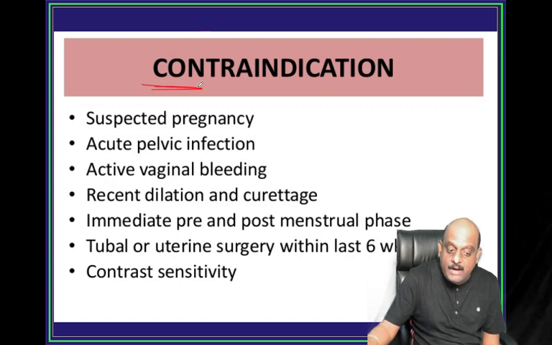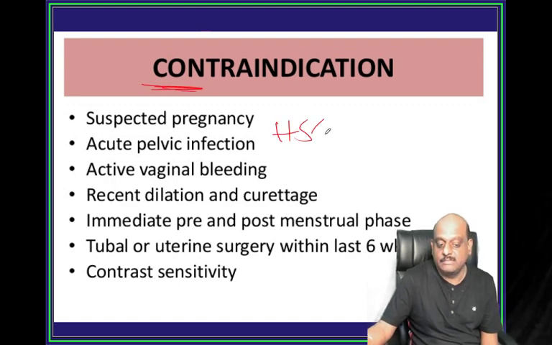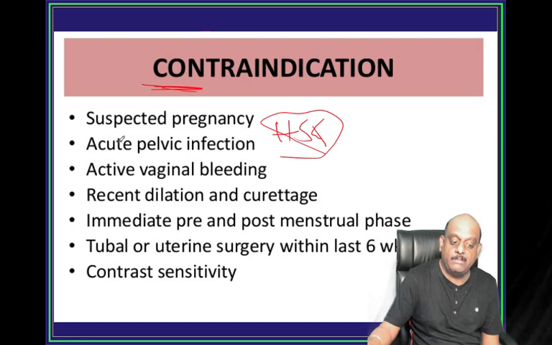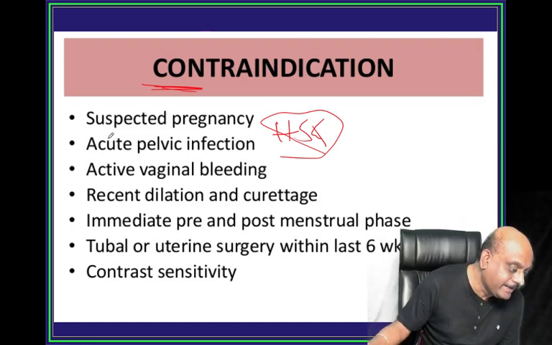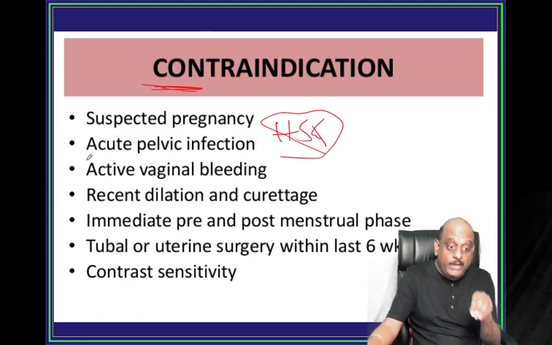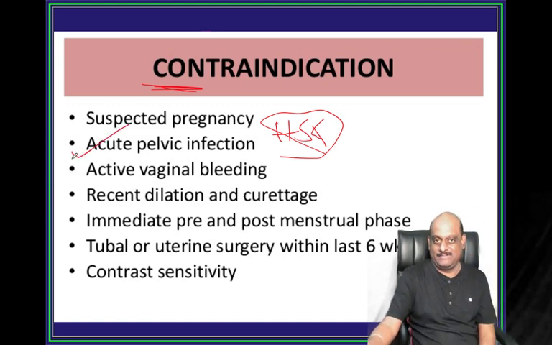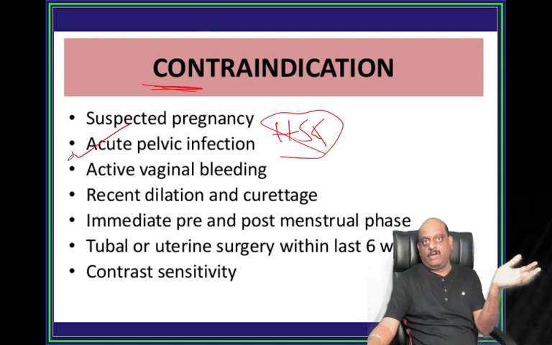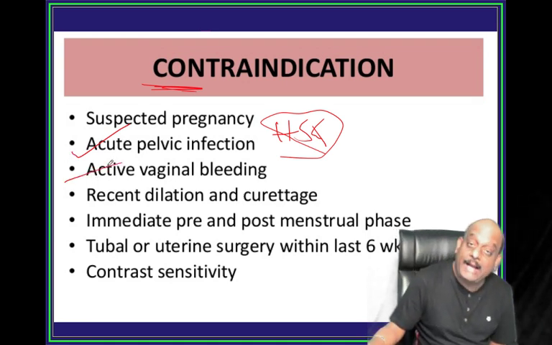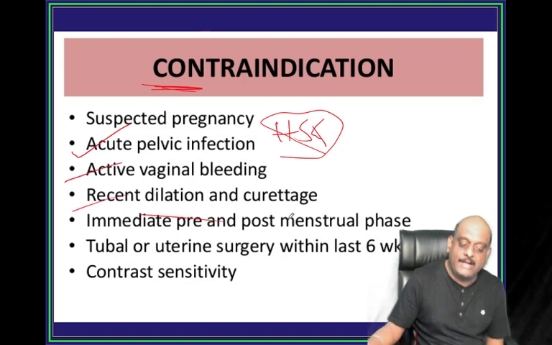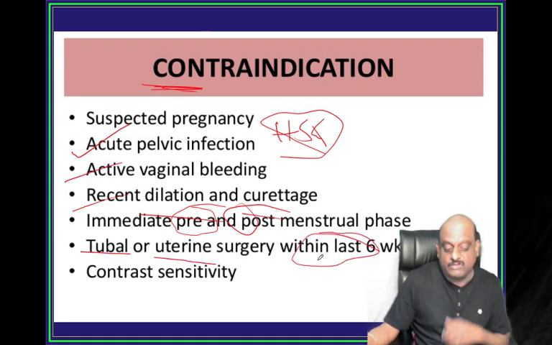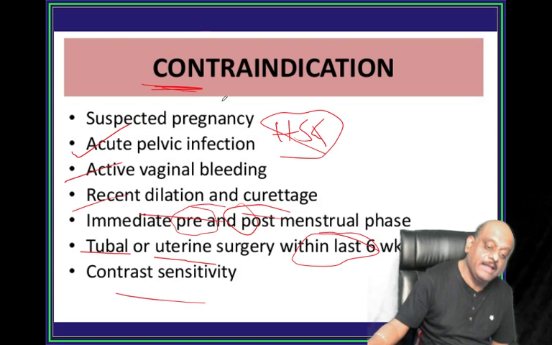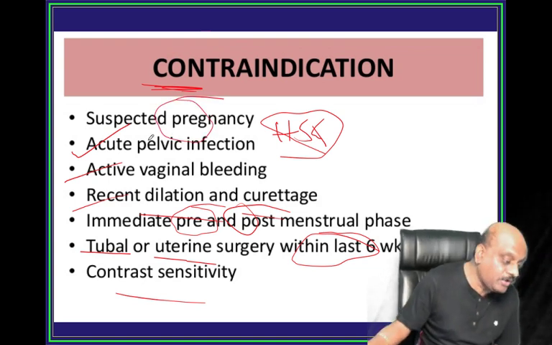Now, what are the contraindications of HSG? Any acute pelvic infection. Anusha, you are right, but acute pelvic infection, not the past history of PID. Active vaginal bleeding, recent dilatation and curettage, pre and post menstrual phase, tubal or uterine surgery within the last 6 weeks, contrast sensitivity, suspected pregnancy, these are contraindications.